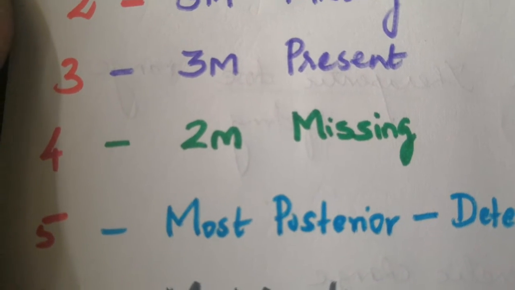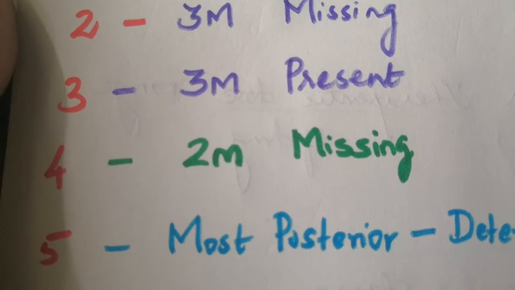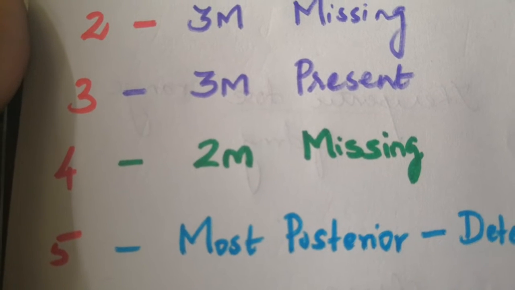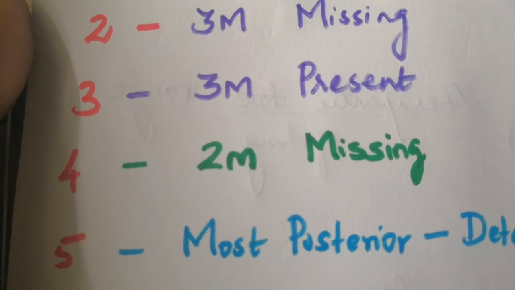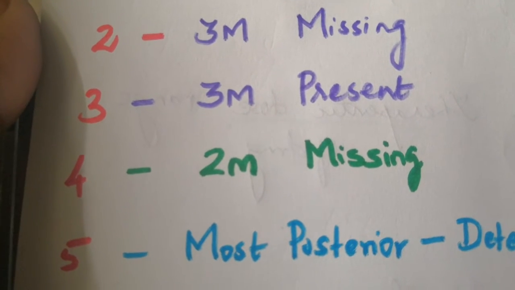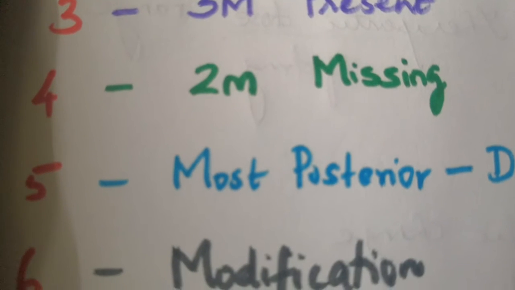Then the third rule is 3M present. If the third molar is present and it is to be used as an abutment, it is considered in the classification. If it is present, we are using it as an abutment, then we are going to consider it in the classification.